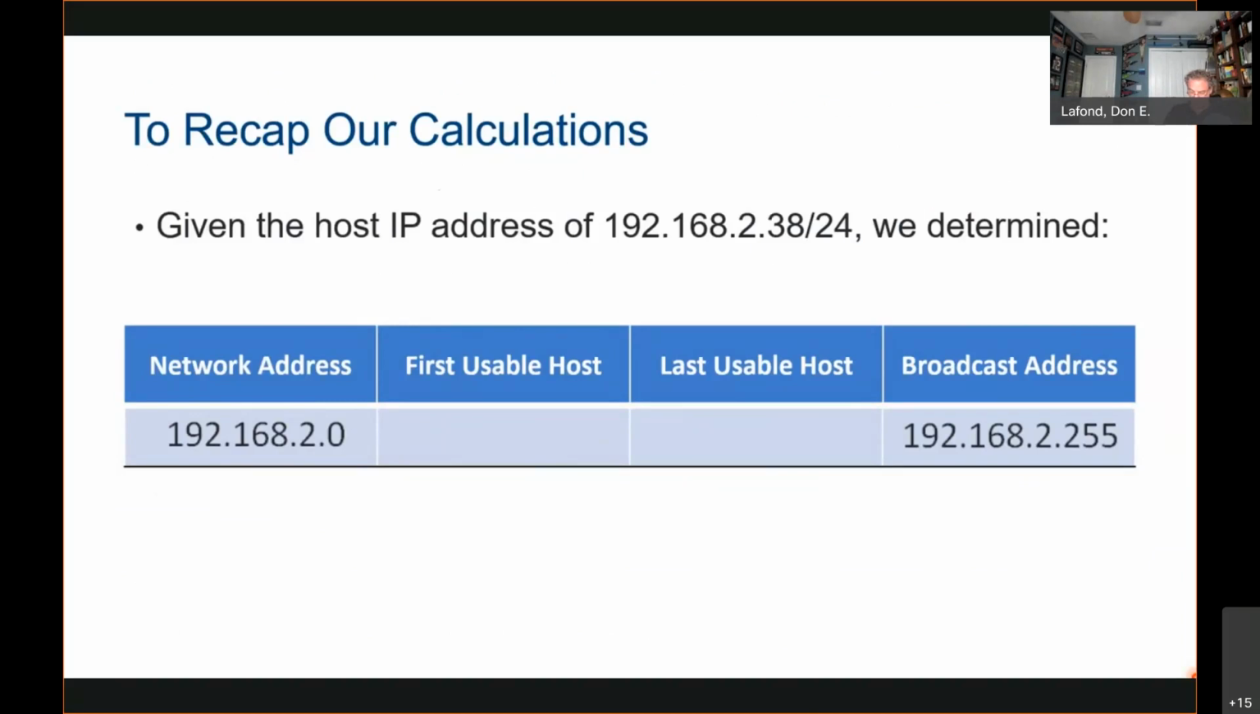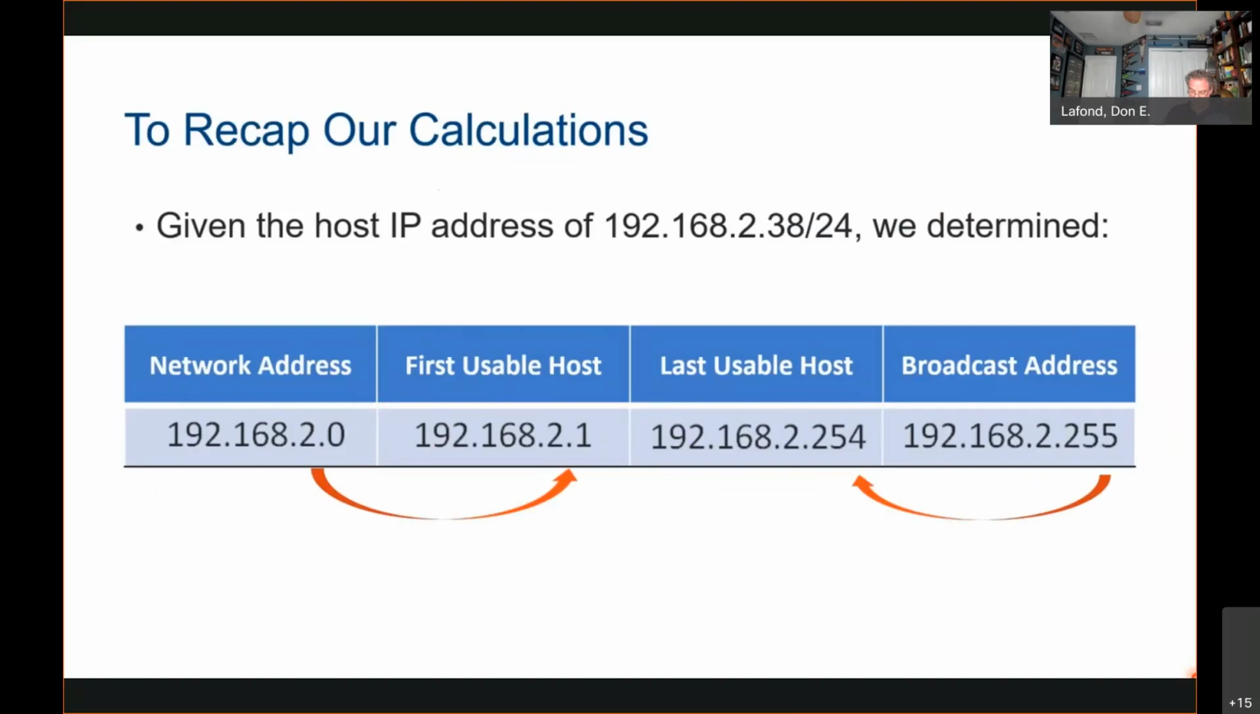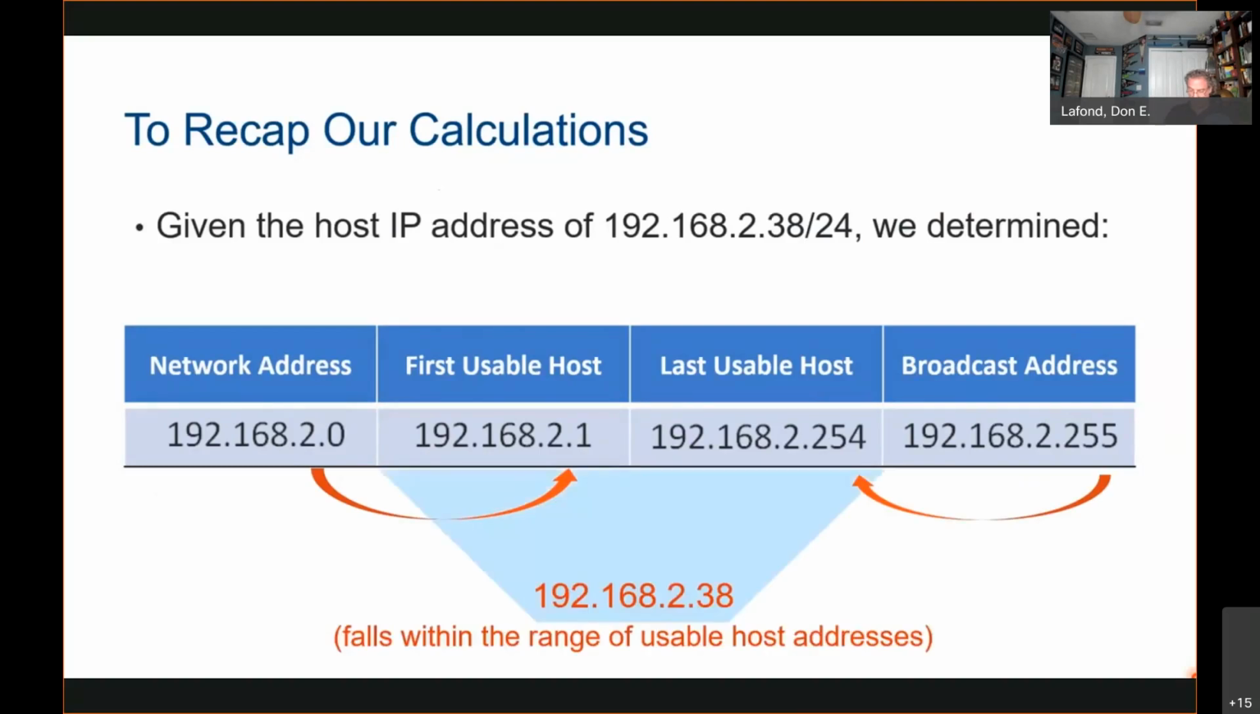192.168.2.255. Again, keeping the network portion the same, but changing the host portion, we determined that the usable host range for assigning addresses to devices on this network is 192.168.2.1, which is one number up from the network address, and 192.168.2.254, which is one number down from the broadcast address. You can see that our original host IP address falls within this range.